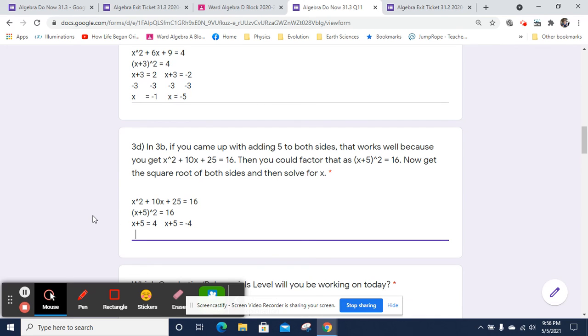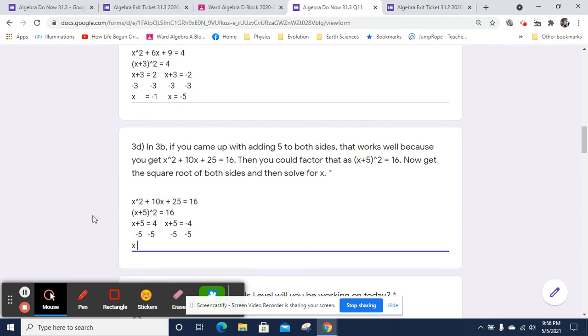So let's subtract 5 from both sides here, and we also want to subtract 5 from both sides as well. And so x is going to equal negative 1 again. And over here, x is going to equal negative 9. And those are the solutions for this, or roots, or x-intercepts, or zeros.